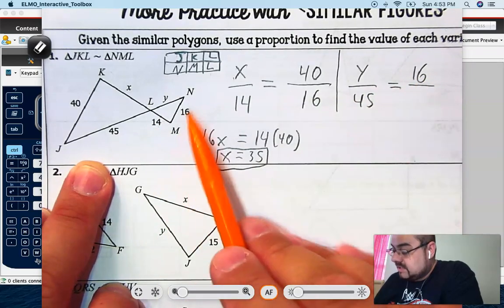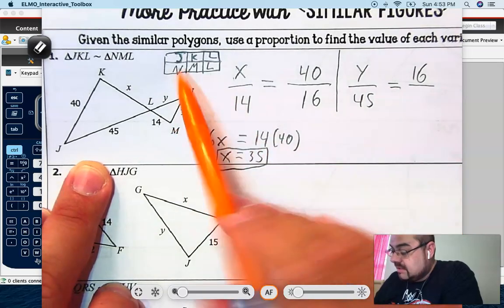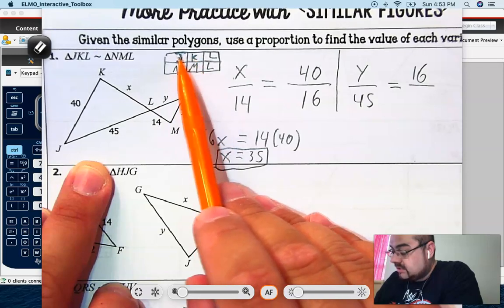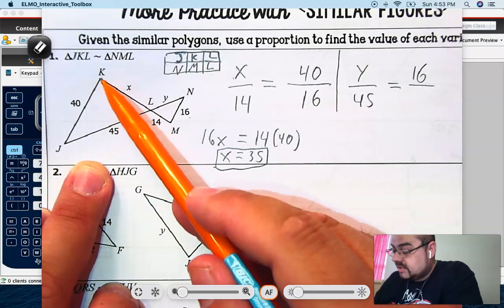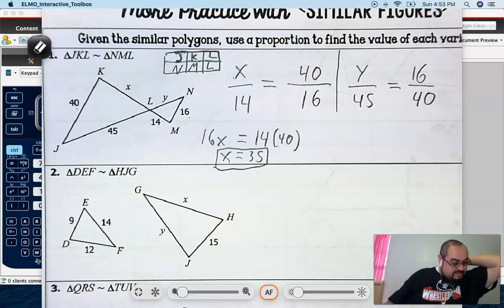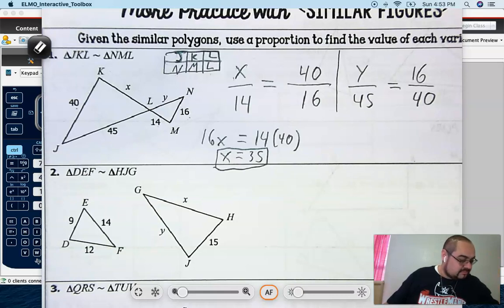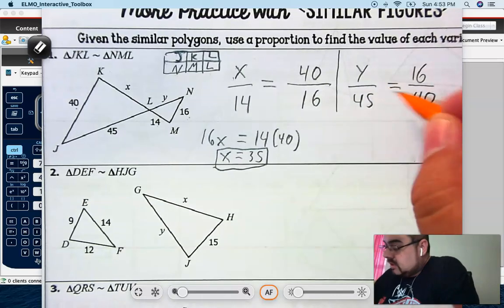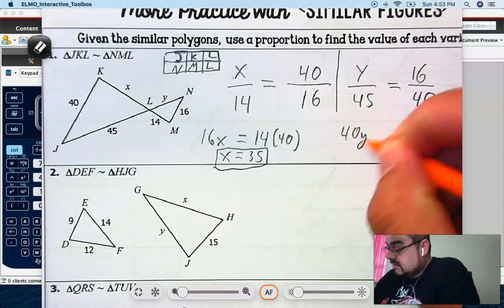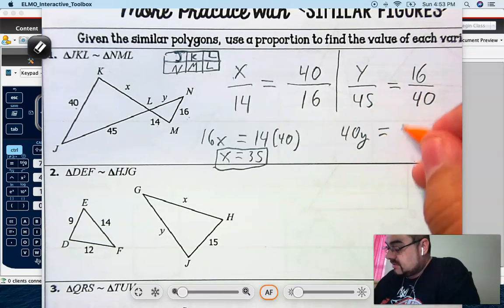Now 16 is the side MN. MN is right here, and the corresponding side, according to the grid, is KJ. So now I look for KJ. KJ is right here, and that's 40. So that's what's going to go here. And now I can do the cross product and look for y. So let's go ahead and do that. That's going to be y times 40 is 40y, and then 45 times 16.